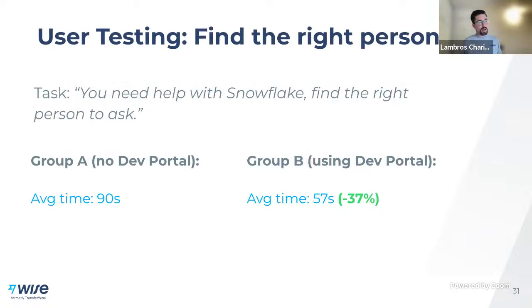So for instance, this is one example for a task that we picked, right? I have a question about some tool. I have to find the right person to ask, right? Group A, Group B, with and without dev portal. You can see here it's becoming a little better.